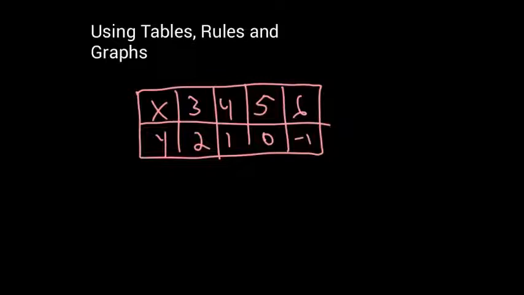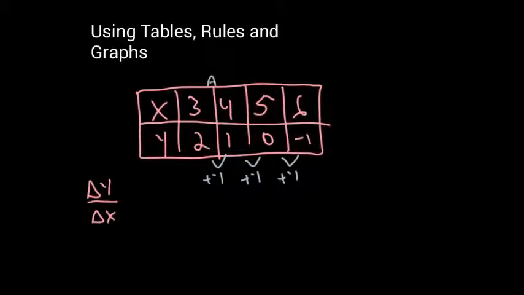Alright, continuing with functions, we're going to use tables, rules, and graphs. So first I'm giving you a table here, and we're going to find the rule for this. Remember, our function rules always start out as change in y over change in x. So let's first find our changes in y. To get from 2 to 1 is plus negative 1. 1 to 0 is plus negative 1. 0 to negative 1 is plus negative 1.